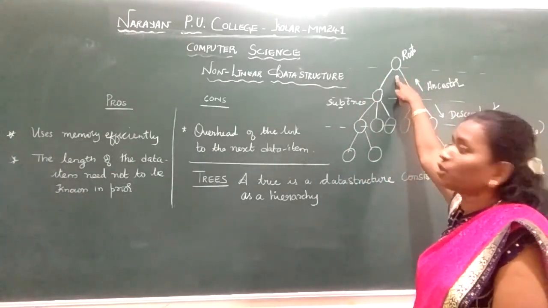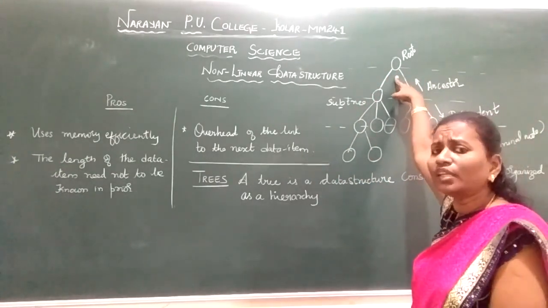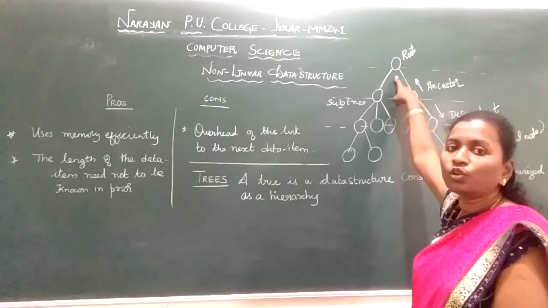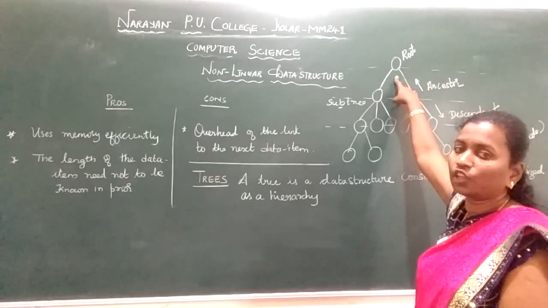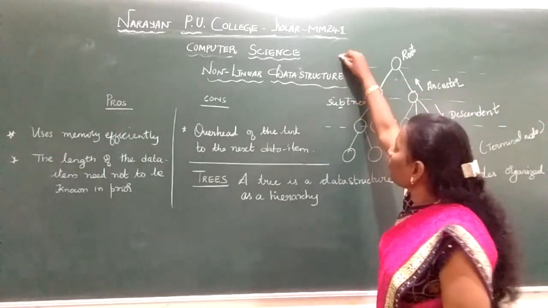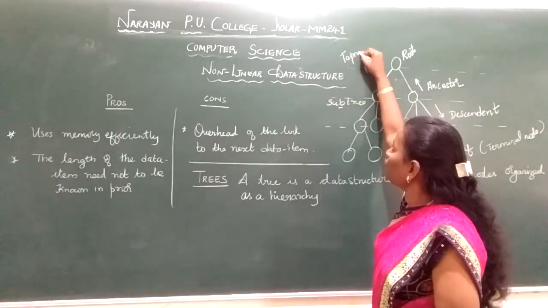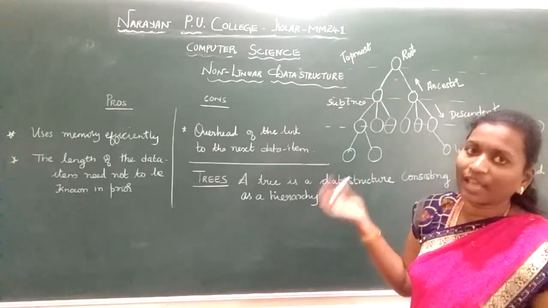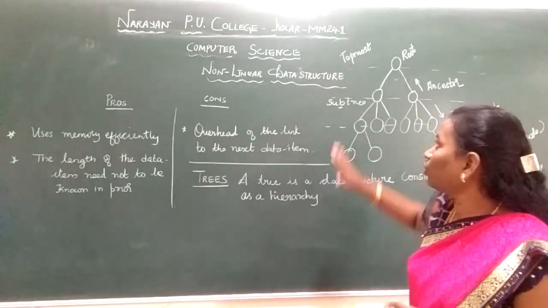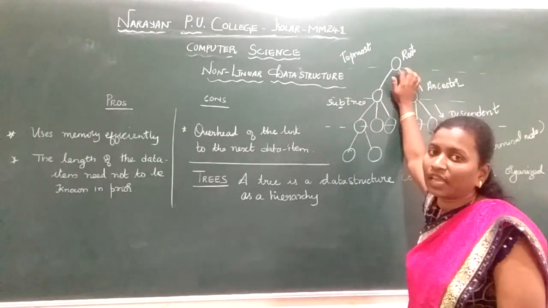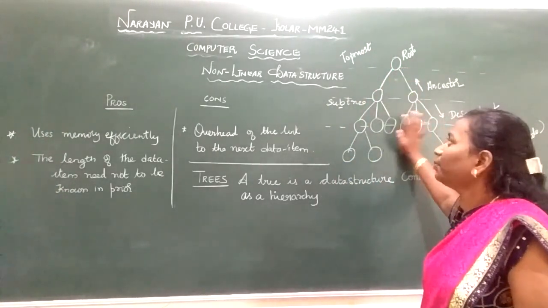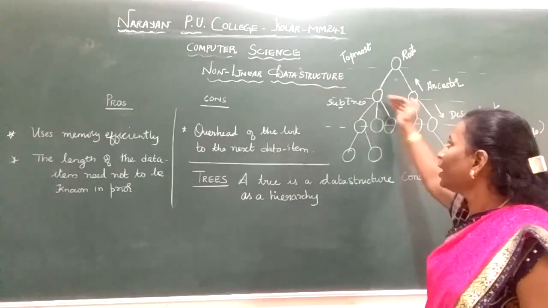The topmost node we call a root node or the parent node. The root node is the topmost node in the hierarchy, and the root will not have a parent. Next we have the other subtree. This is called a subtree.